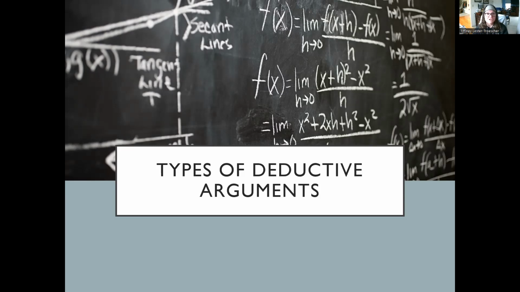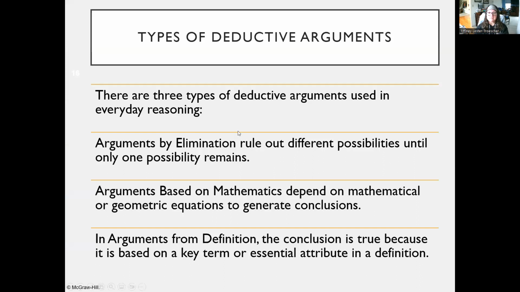If you have good logic and accurate information, you have a strong argument. So what are the different types of deductive arguments? We're not going to spend a lot of time on this, but I am going to talk about each type real quick and give you an example. All right, so there are three types of deductive arguments that are used in everyday reasoning.